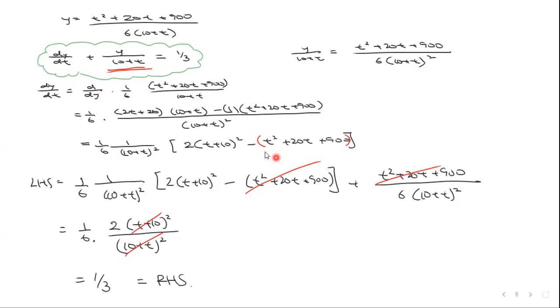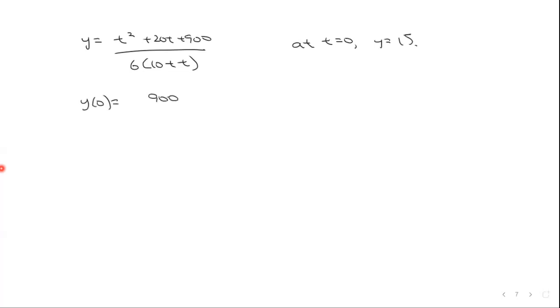So instead of expanding and doing all of that, try to see how you can save yourself a bit of work. There's not really much need to expand all of that. Of course, you still want to satisfy the initial condition. So let's quickly check. y equals t squared plus 20t plus 900 all over 6 times 10 plus t. The initial condition is at t equals 0, y equals 15. So sub that in. y of 0 equals 900 over 6 times 10, which is 900 over 60, which is 15, as required.